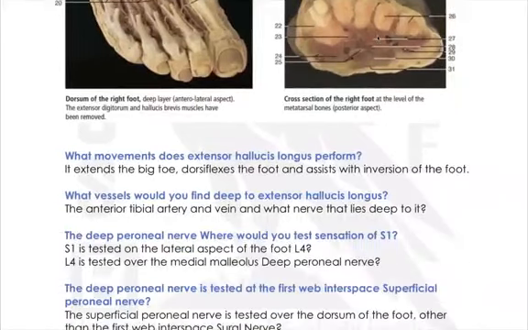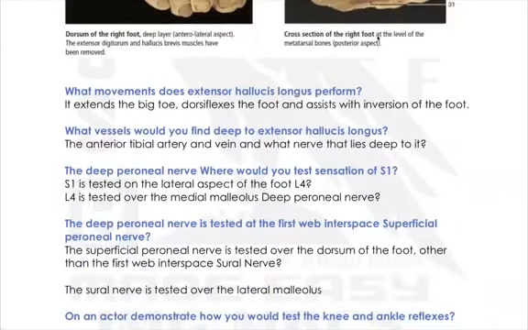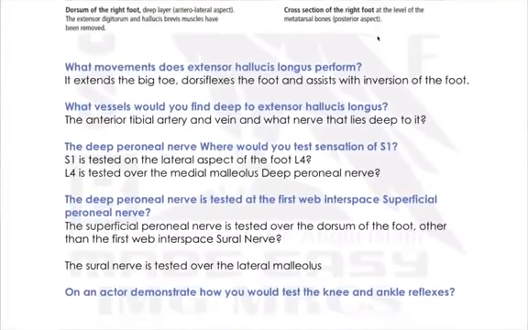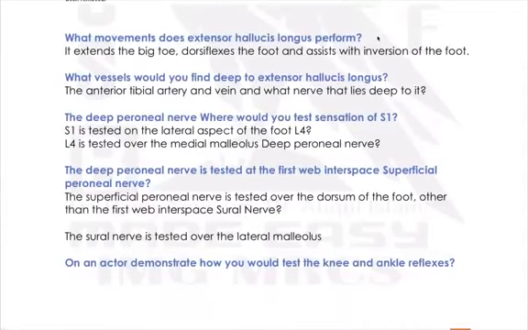So, what movement does the extensor hallucis longus perform? As we know, it will extend the big toe, and it will also assist in dorsiflexion of the foot and somewhat in inversion. Okay. Same question: what vessels would you find deep to the extensor hallucis longus? You can have the anterior tibial artery and vein. And the nerve is the deep peroneal nerve.